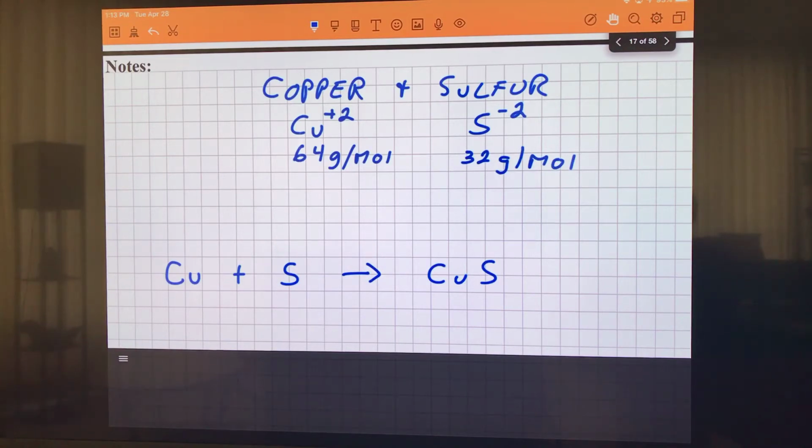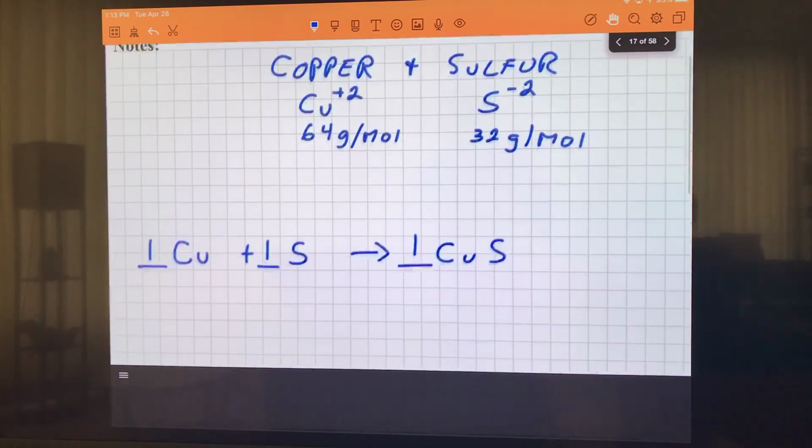The next step, balance the molecules. Well, in this case, it's +2 and -2, so those numbers cancel. I don't need any other numbers. CuS, copper sulfide. All right, now we just have to make this balanced. And wow, this is getting easy because it's just 1, 1, and 1. All right, that gets us through step 5.